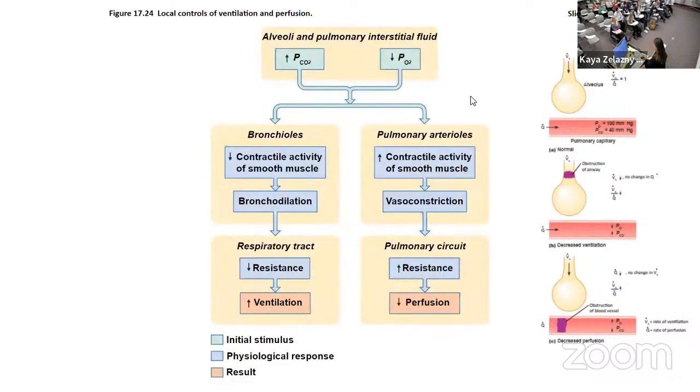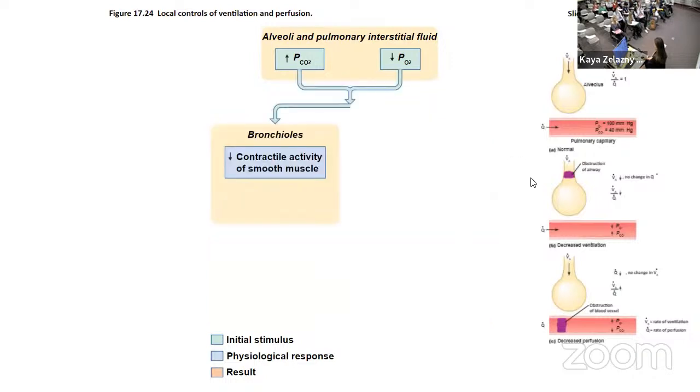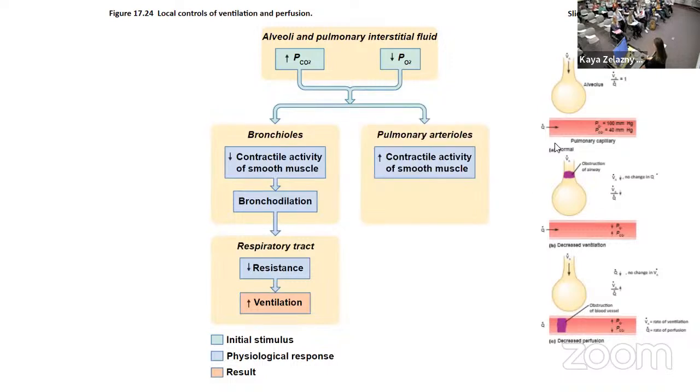The rest of this is just a flow chart doing that same thing. Don't worry about any of the details in here. You get that fundamental idea of the ventilation-perfusion ratio and that we're trying to match these two things. I'm happy.